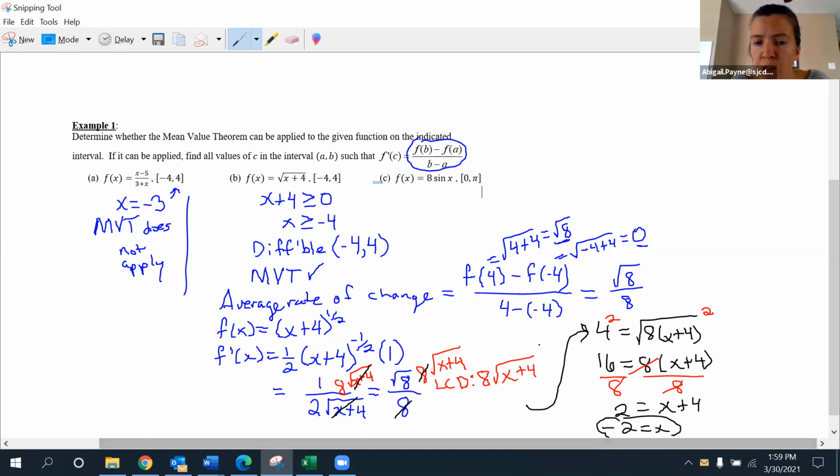So when x equals negative 2, it is a value between negative 4 and 4. This is where the instantaneous rate of change is going to equal the average rate of change.